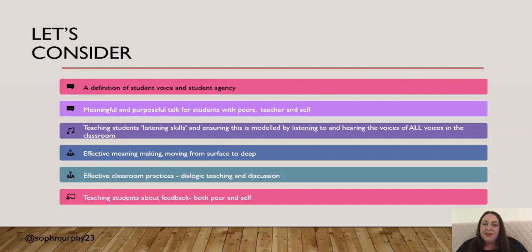We'll be looking at effective classroom practices, dialogic teaching and discussion. So we'll be finishing today with some really practical examples of how we can enact student voice in the classroom. And importantly, that very important link between feedback and teaching students how to give feedback, both to themselves and also with peers and you as a teacher.